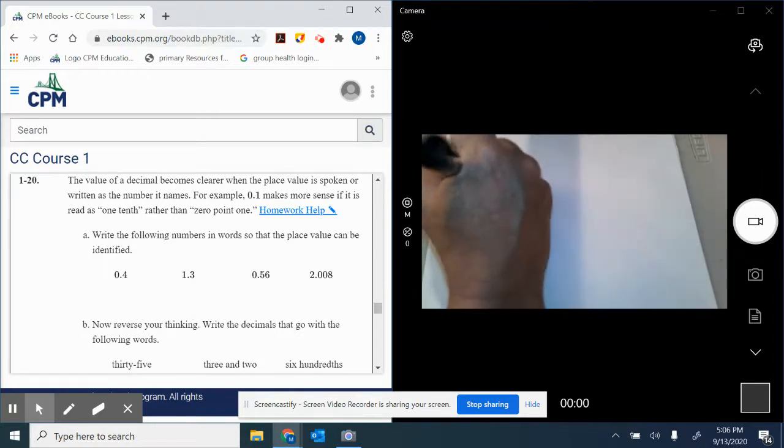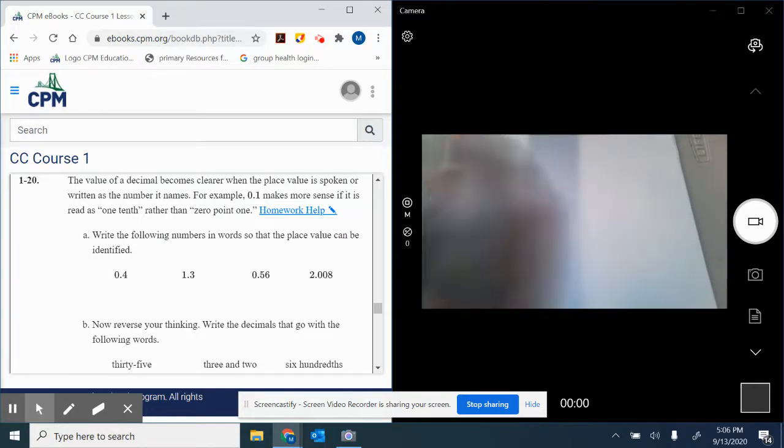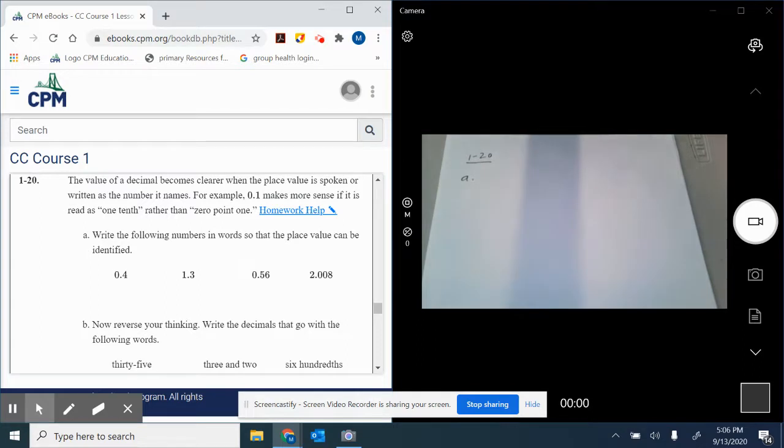So let's do A. Write the following numbers in words so that the place value can be identified. So they're asking you to write these out in words, and there are 4 of them. So go ahead and work on figuring those out so you can write them in words.